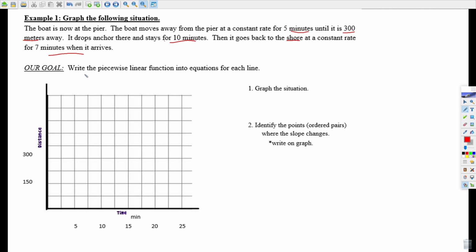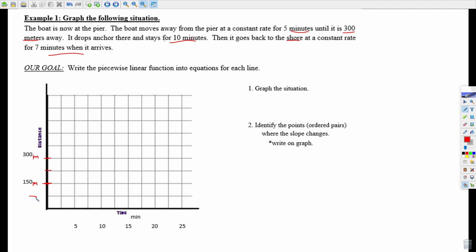Our goal is to write the piecewise linear function and put it into equations for each line. But first we have to graph it, and then we'll make the equations. Right here we have the time on the x-axis and distance on the y-axis, and I labeled 2 blocks as 150. I guess this is in meters, right? It says 300 meters, so these are in meters. So this is 150, and then this here would be 300. It doesn't line up perfectly, but hopefully you can see that.